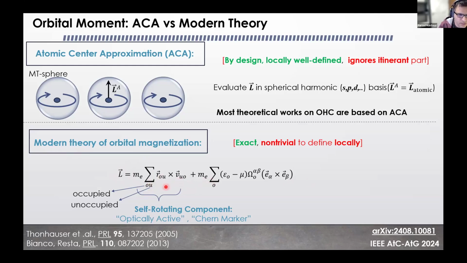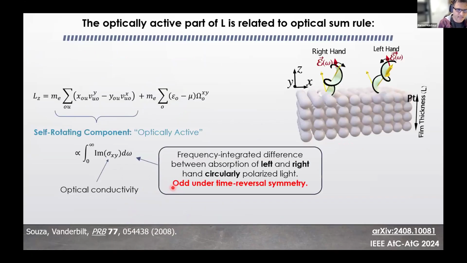The first term, as you can see, resembles r cross v. It's your conventional classical orbital moment. But it's not really just that, because as you can see, it's an expectation value between occupied and unoccupied states and so on. So this component is called the self-rotating component, sometimes the gauge invariant component of the orbital moment. It's considered the optically active component, and some people also call it Chern marker. But what we are interested in is this term being optically active. What does it mean, optically active? How do we come up with this term? It goes back to the optical sum rule.